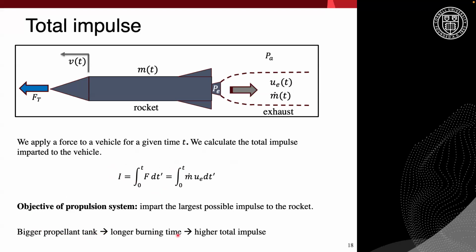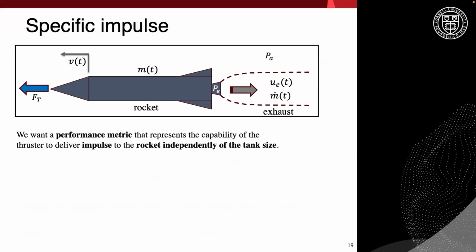However, we want to be able to compare between thrusters without considering the size of the tank. So we want to define a performance metric that represents the capability of the thruster to deliver impulse to the rocket independently of the tank size. So to achieve this, we define the specific impulse instead of the total impulse. And the specific impulse is defined as the total impulse divided by the weight of the propellant.